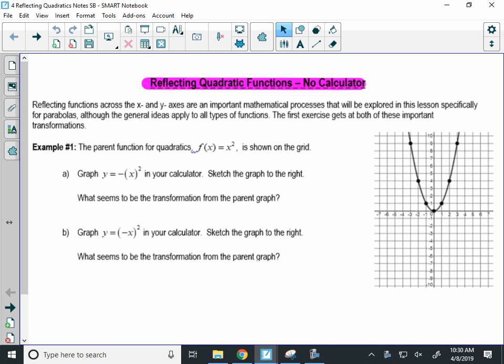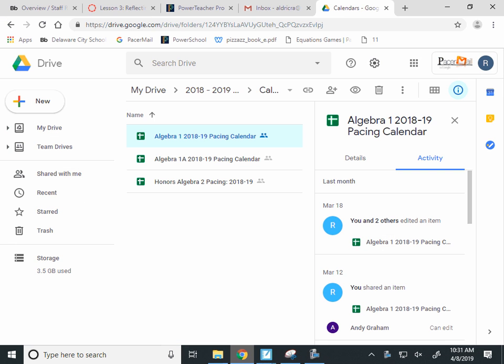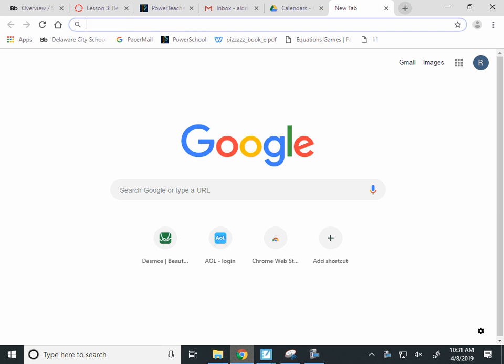However, we are going to use the calculator to start in the notes just so that we can see what's happening. So it says that we want to graph... we have f of x on the graph. Right, that's what's already graphed for you. Now they want us to graph negative x squared on our calculator. We're going to use Desmos here. Right, so let me pull up Desmos.